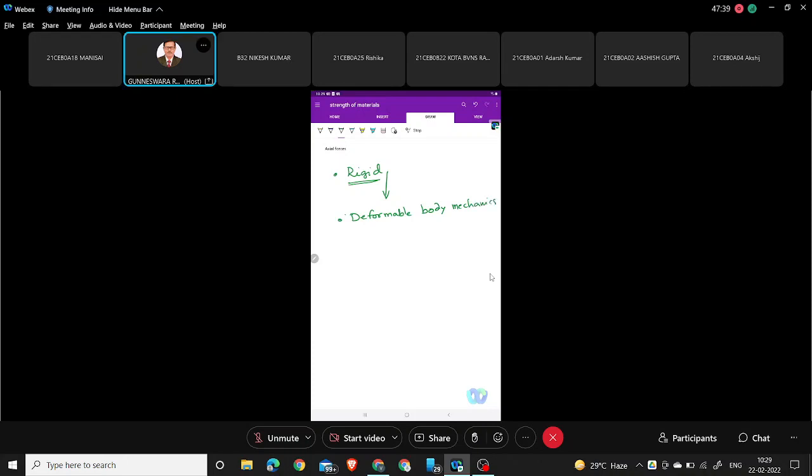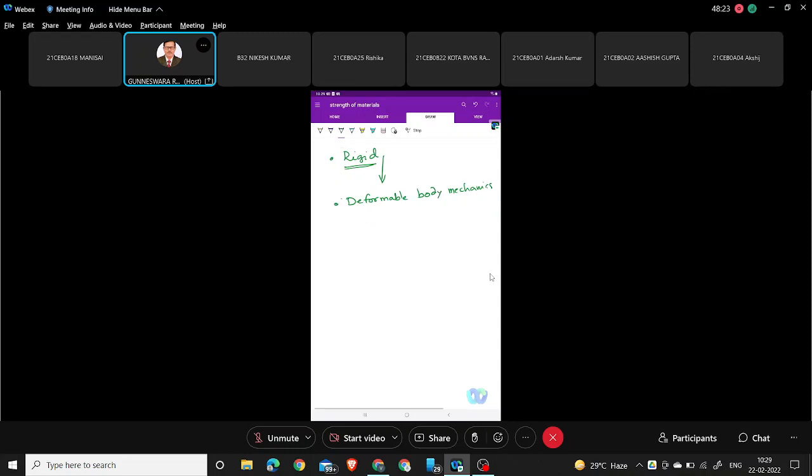This is very, very important for civil engineers, because without understanding the principles of strength of materials, you cannot step into any design. Strength of materials tells you the principles of failure of the body also. When a body fails, those principles also we will know from strength of materials. So strength of materials is the heart of civil engineering. Without the knowledge of strength of materials, you cannot move even an inch in civil engineering.